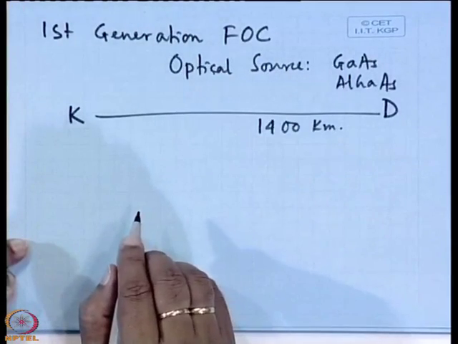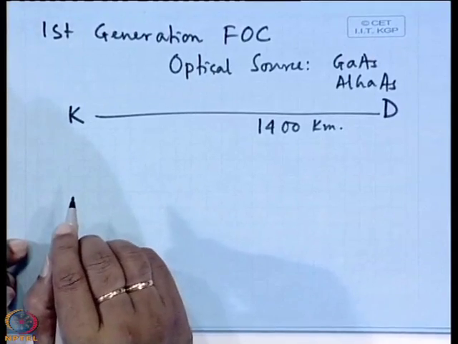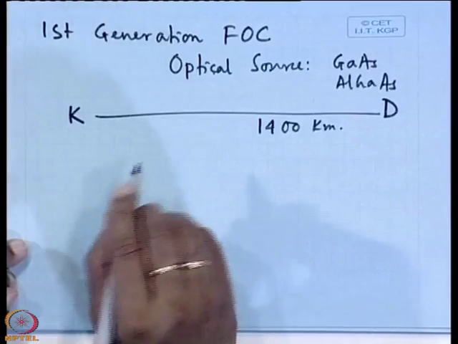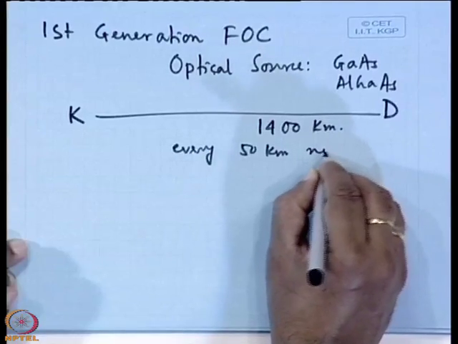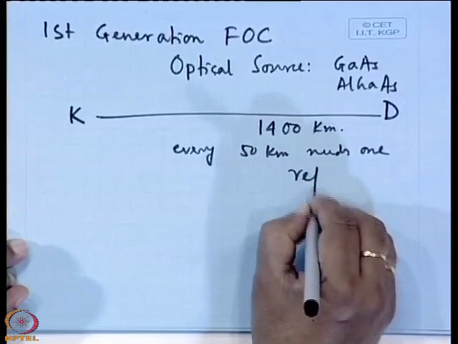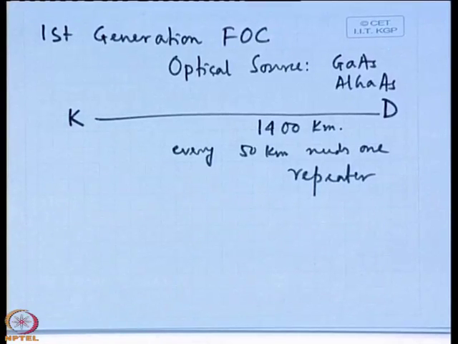For first generation fiber optic cable, because of the signal attenuation, you have to use repeater stations at certain intervals. Why is the repeater required? To compensate the loss of the signal, so that it can reach its destination. Suppose earlier every 50 kilometer needs one repeater. Every 50 kilometer. So, how many repeaters were required?